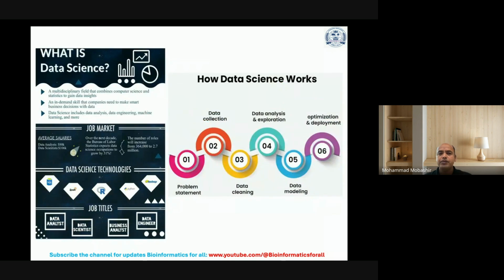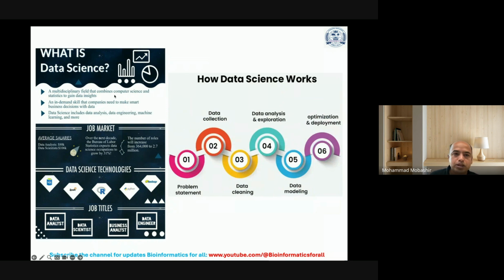If somebody asks what data science is in terms of a poster presentation or attractive form, it could look like this. It says a multidisciplinary field that combines computer science and statistics to gain deep data insights. It is an in-demand skill that companies need to make smart business decisions with data. Data science includes data analysis, data engineering, machine learning, and many more fields or approaches.